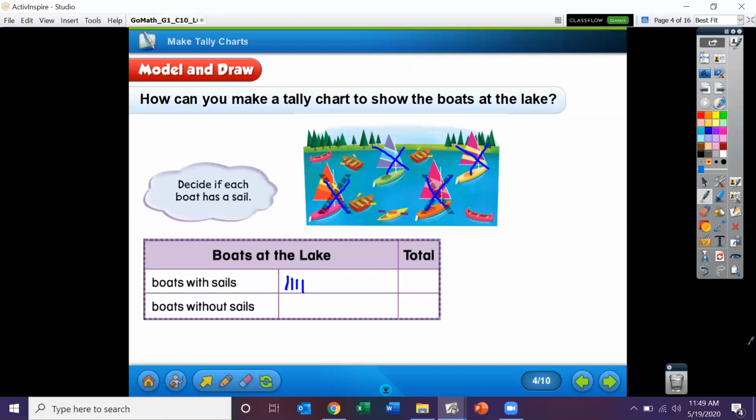So my tally chart looks like that. Then what I want to do is, after I make my 4 tally marks, I want to come over to the total side and write the number 4 down so that my number matches my number of tally marks.